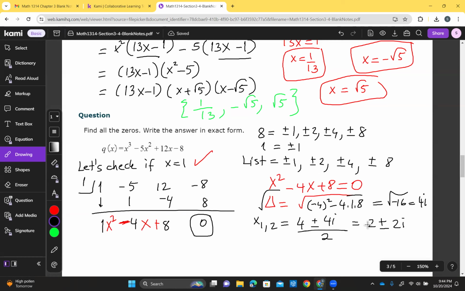So these are the other two zeros, which are not irrational; in fact, these are complex zeros. Even though this is a third degree question, it has 3 zeros. One zero is 1, and we call this a rational zero. The other zero is 2 plus 2i, and the third zero is 2 minus 2i. So this polynomial function has 3 zeros. And this is how we do these questions.